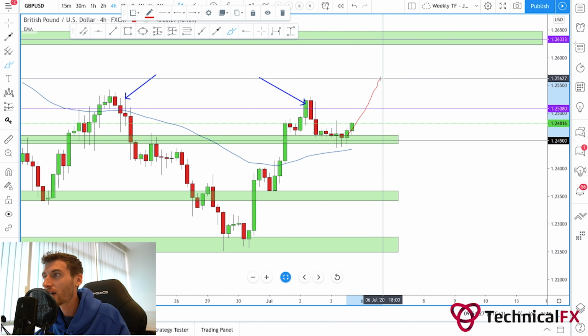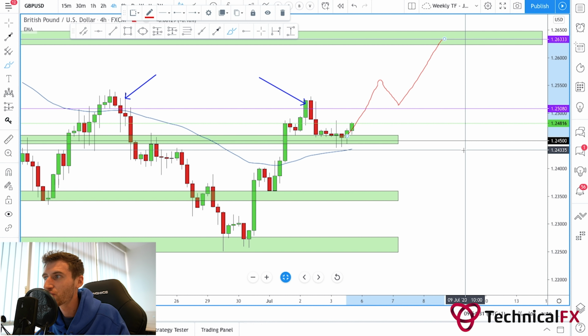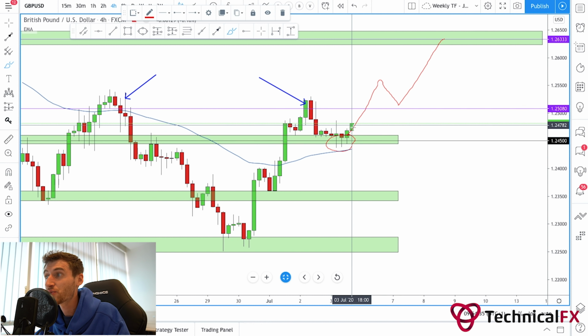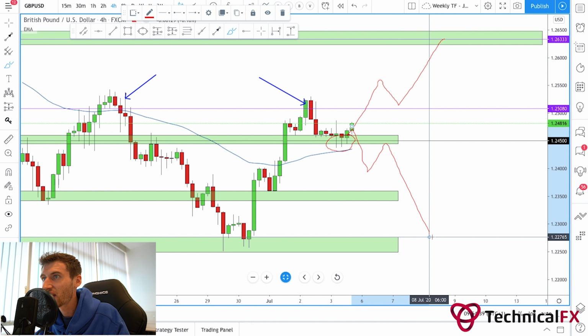I'm looking for a higher high, higher low, and then the move into 1.26300. However, if the market decides to reject and break below this point, then we'll see a lower low, lower high, and the continuation to the downside.